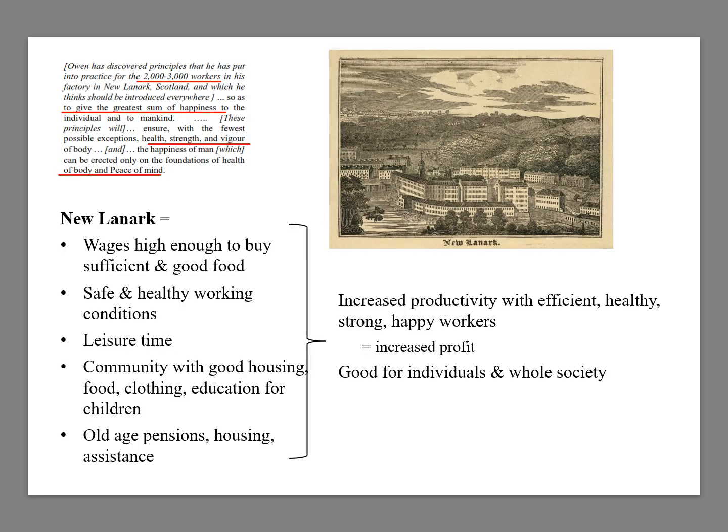So in New Lanark, when wages were high enough to buy good food, where there were safe and healthy working conditions, leisure time, a community with good housing, old age assistance, this meant that workers were efficient, healthy, strong, and happy. Their productivity increased, profit increased, and this was good for individuals and society as a whole.